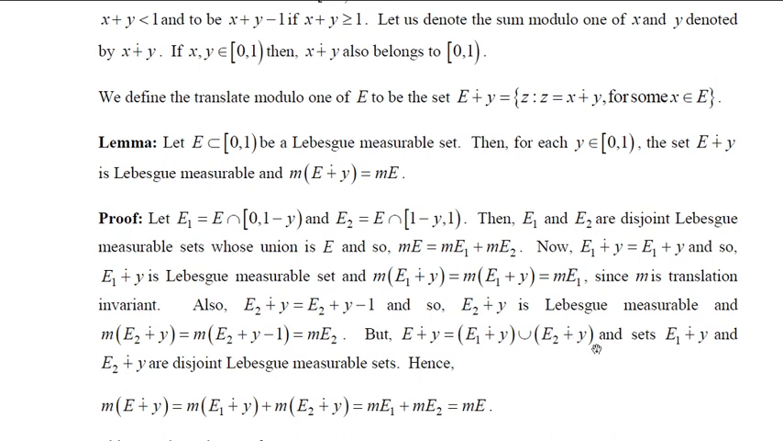And further, these two are disjoint Lebesgue measurable sets as we proved earlier. So measure of this will be equal to measure of this plus measure of this by earlier results. But M is translation invariant, and we have proved measure of this is measure of E1, measure of this is measure of E2, which is nothing but measure of E. So this completes the proof.